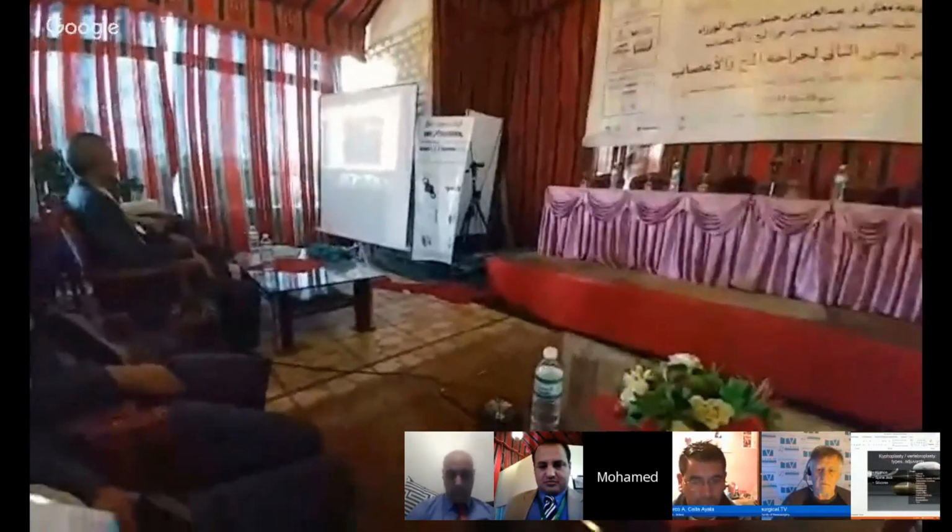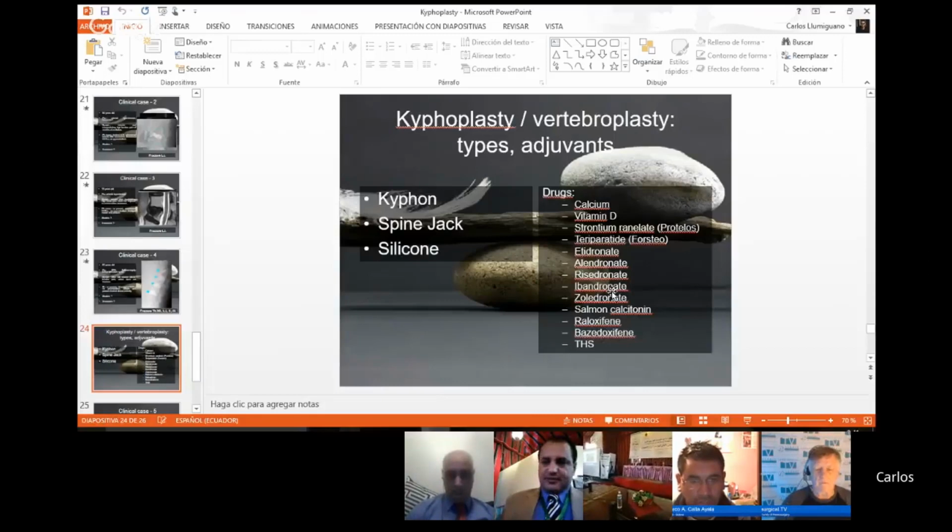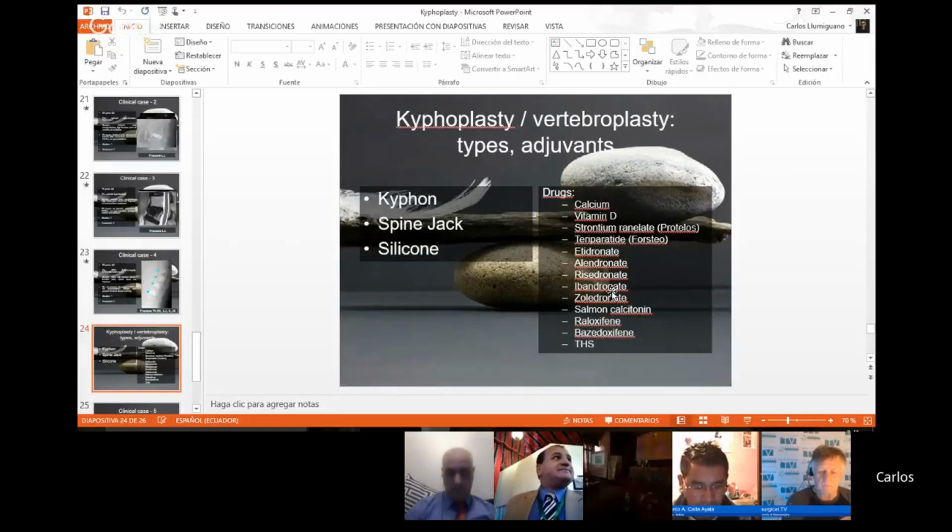So, in a kyphoplasty or a vertebroplasty, we can do it with some kinds of material, like kypho with cement, the Spine Jack, some kinds of metallic prosthesis, or with silicone. The silicone is used generally in young patients. What about drugs that will be needed in patients? Calcium, vitamin D, strontium ranelate, teriparatide, bisphosphonates should be some kinds of pharmacological treatments parallel to or after a kyphoplasty.